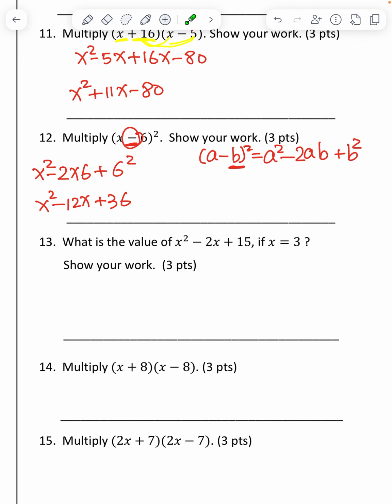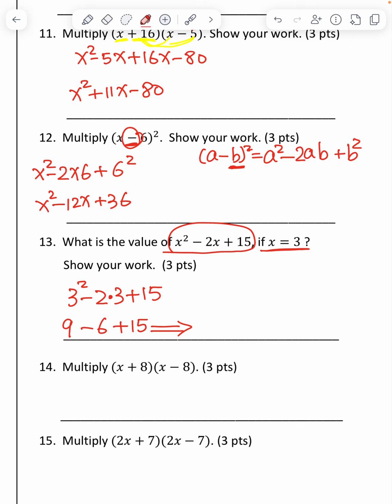Okay, number 13. If x equals 3, what is the value of this expression? Show your work. So we're going to replace x by 3. So x squared, that's 3 squared, minus 2x, 2 times x, which is 2 times 3, and plus 15. So this is 9 minus 6 plus 15. Oh, no, not 9 squared, it's just 9.